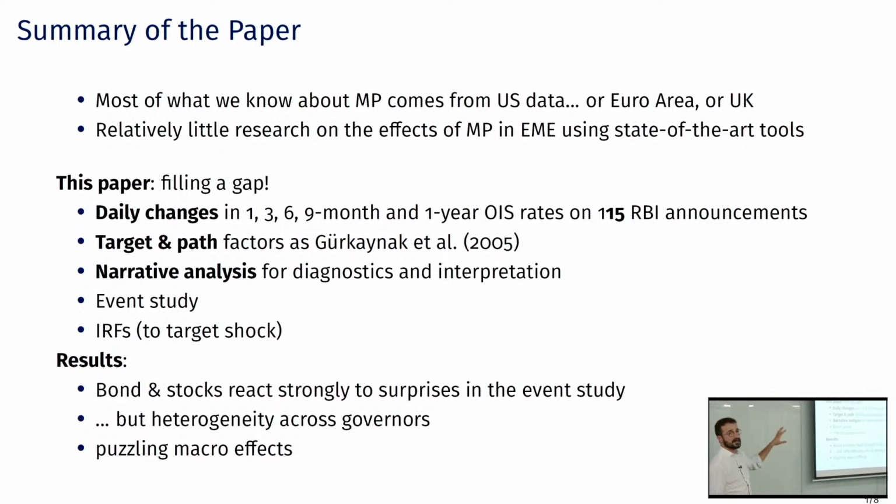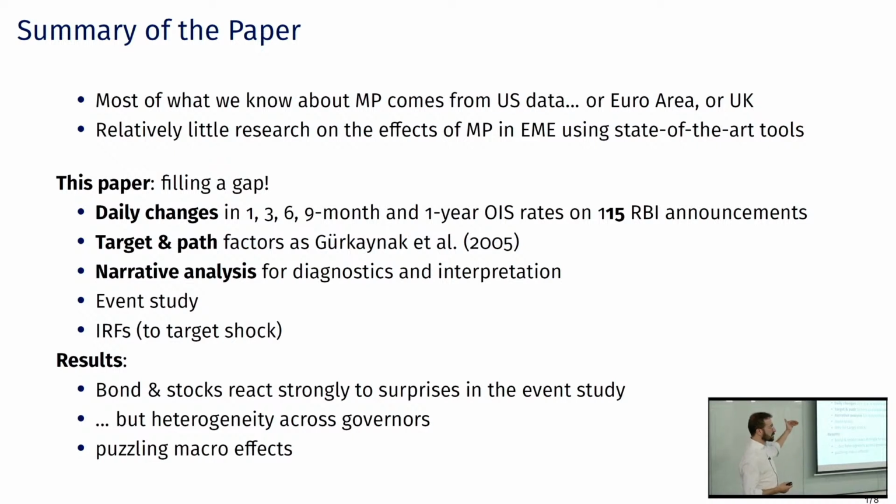Now, this paper tries to fill this gap. I think it's an important gap and it's an interesting gap, and I'll try to explain why I think it's interesting, and not just for emerging markets. What they do, very quick summary: they look at daily changes in OIS forward rates from 1 month to a year, 115 announcements. They extract, with the method that was pioneered by Refet and Quarters, the path factor and target factor. We're all familiar with that. And then they supplement these factors that come from high-frequency movements in financial markets with lots of narrative to try and make sense of them.